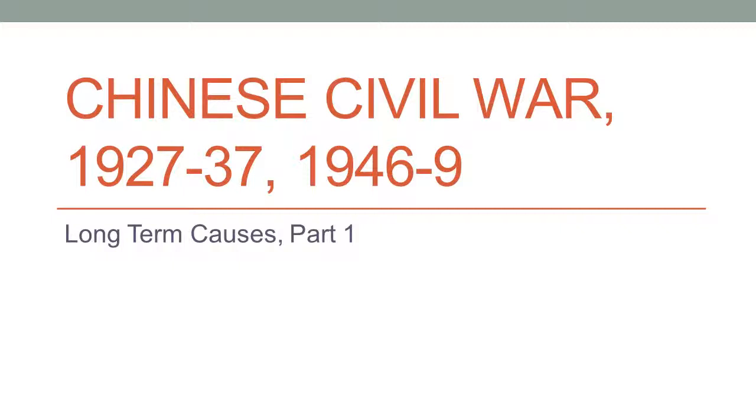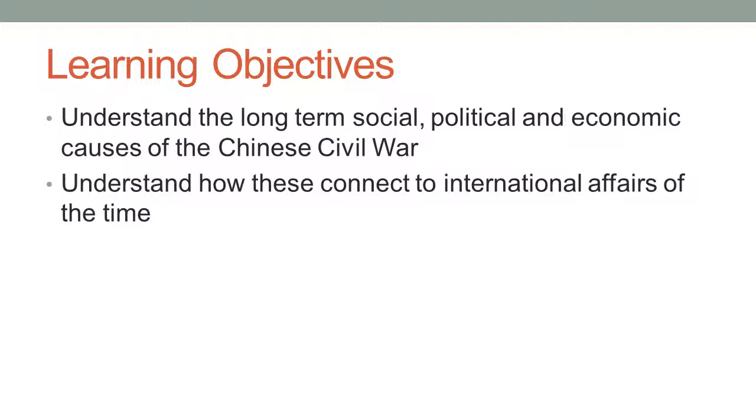There was a pause in 1937 when Japan invaded China in the Second Sino-Japanese War. This is also the beginning of World War II in Asia, 1937. And at that time, the communists and the nationalists called a ceasefire on the Civil War in order to deal with the larger problem of Japan and World War II. And the Civil War resumes in 1946, at the end of World War II, and is concluded in 1949.